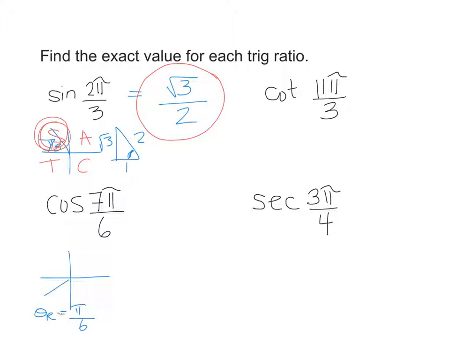I mean, the reference angle is basically just one of whatever it's made up of. So if this is made up of 7 pi over 6, it's going to be pi over 6. This one was 2 pi over 3. The reference angle is going to be pi over 3.